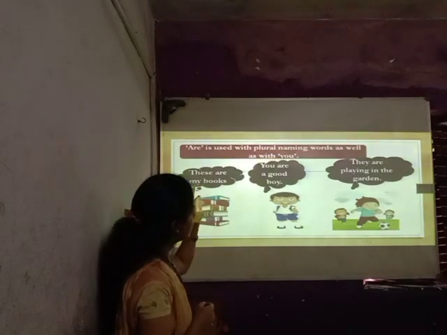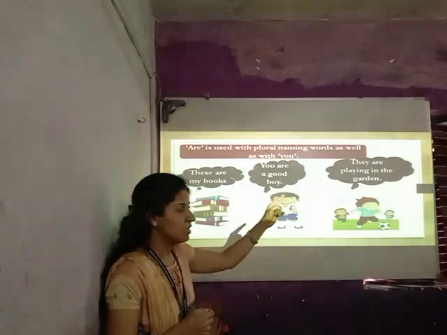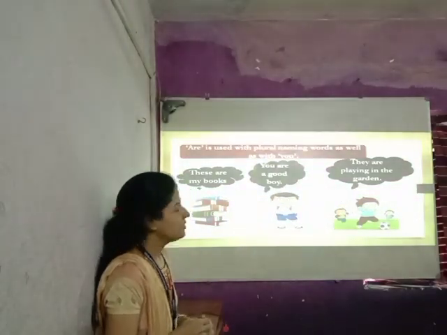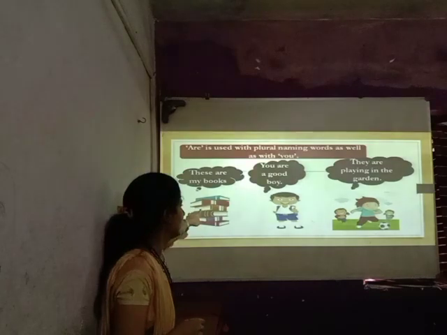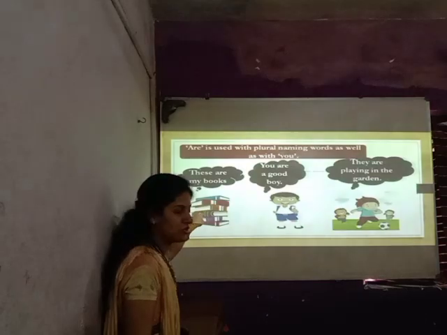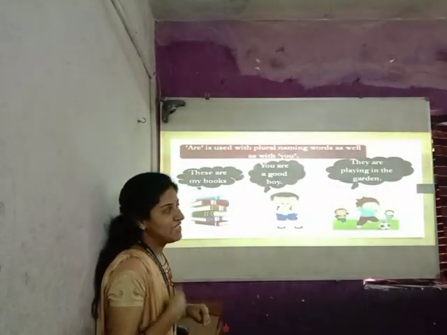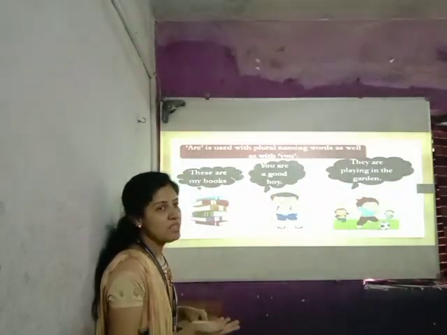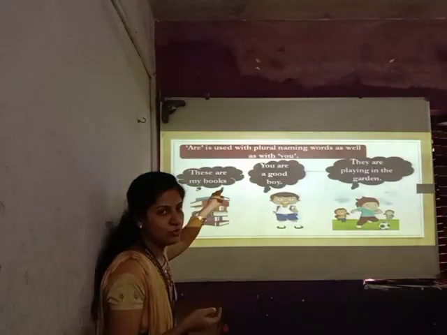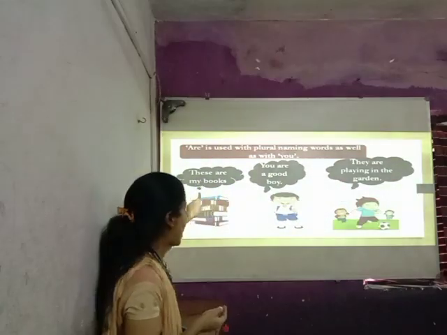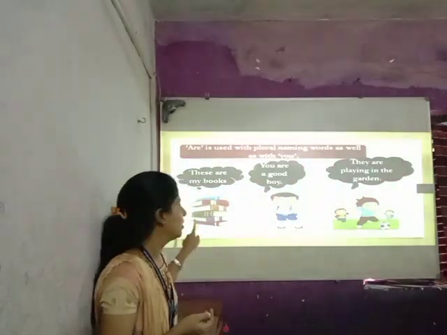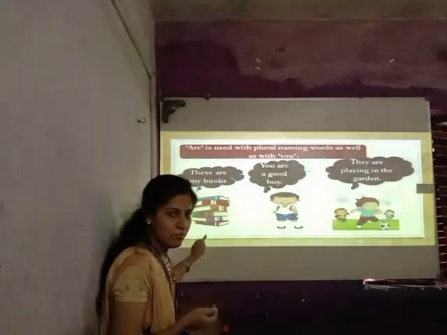Now see, are is used with plural naming words as well as with you. See some examples. Now see, can you see here? Books are there. So these are my books. So there are more books. Is there only one book? No, they are in plural. They are more in number. So these are my books. After the these we have used are. And are is used with plural naming words. So these are my books.